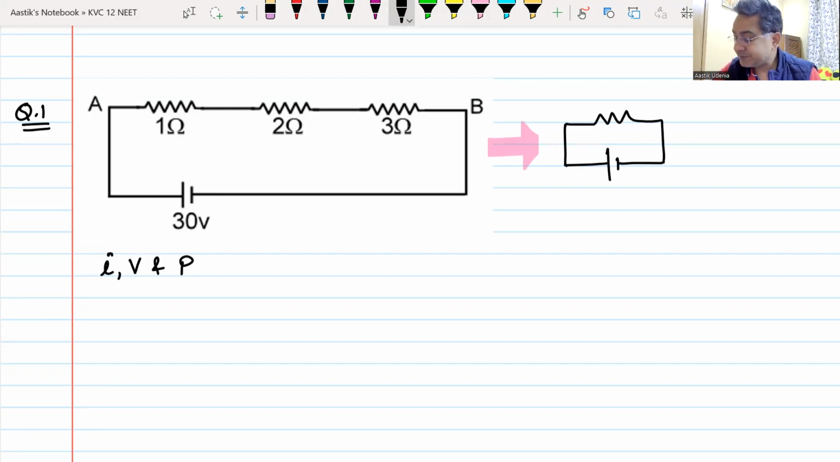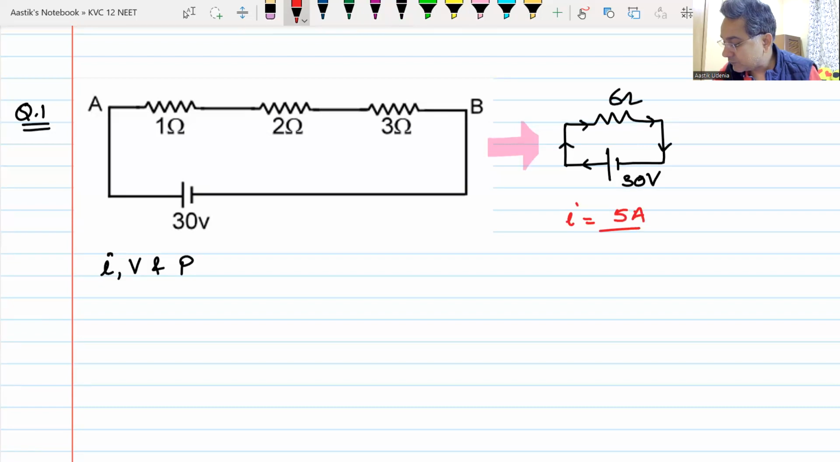What will be the total resistance? 2 plus 3 plus 1, 6 ohms. And this will be a battery of 30 volts. So straight away you can find out the value of current. Current is going to be same in all these. So what is the value of current that you will get?